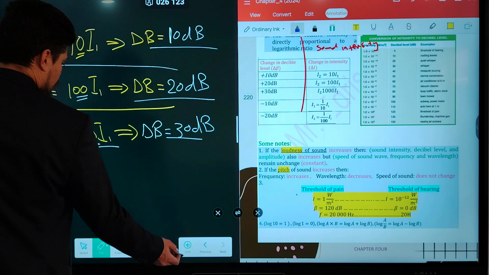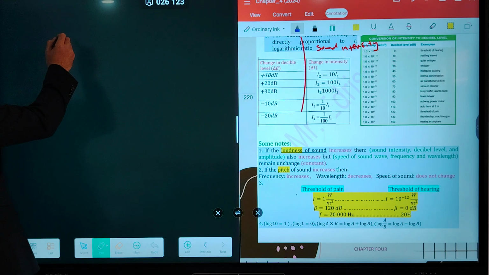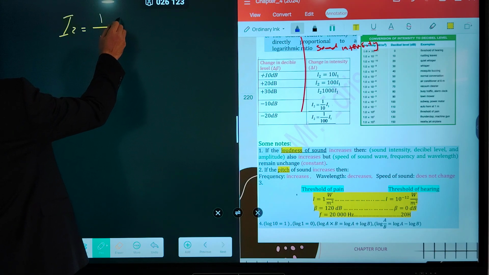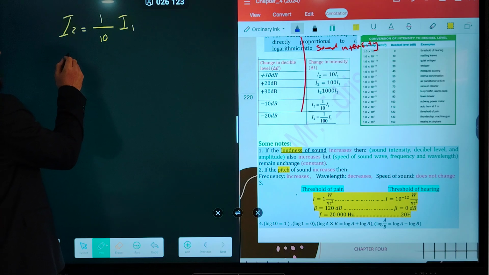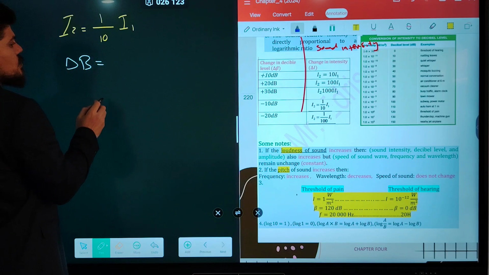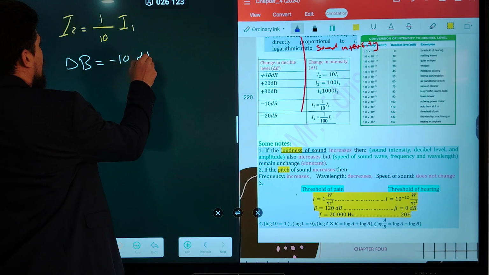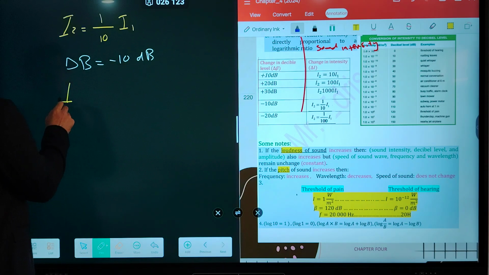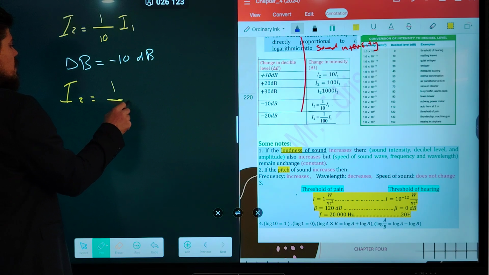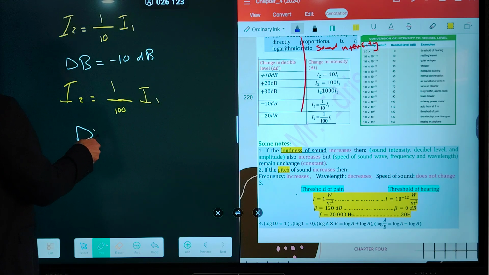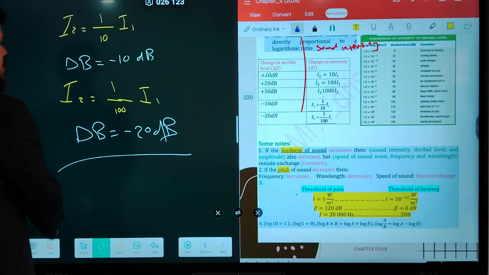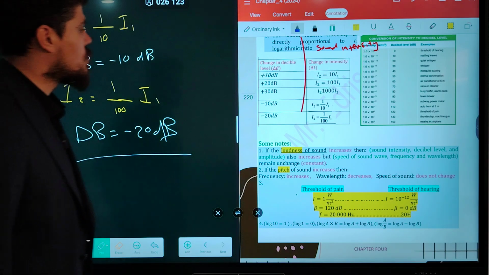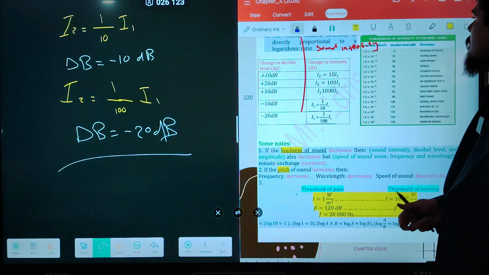Okay? So when the intensity is equal to, guys, 1 over 10, in that case the intensity decreases. What happens to the decibel level? The decibel level delta B becomes what? Becomes negative 10 decibel. When I2 is equal to 1 over 100 of I1, delta B is equal to negative 20 decibel, and so on. This is very important, and we have a question to solve using this relation.